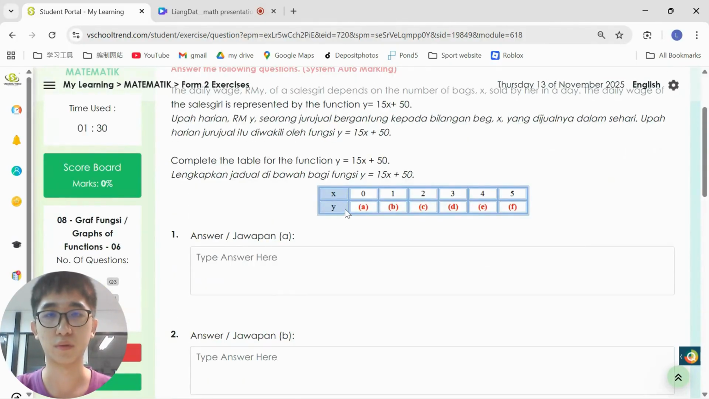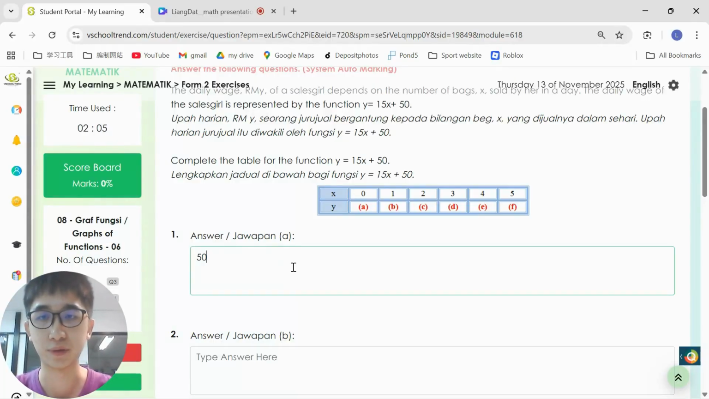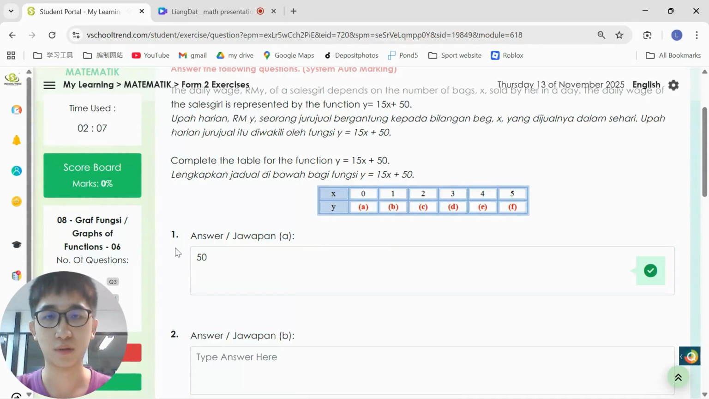Now we want to find the answer of questions 1 until 6 step by step. When s is 0, 15 multiplied by 0 becomes 0, and then 0 plus 50 is equal to 50.